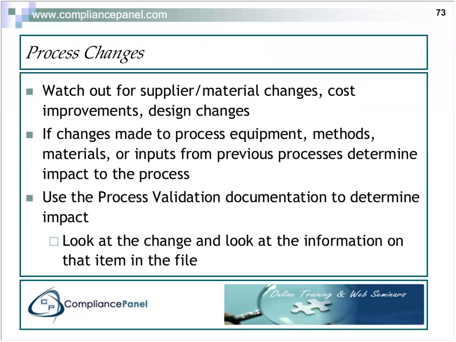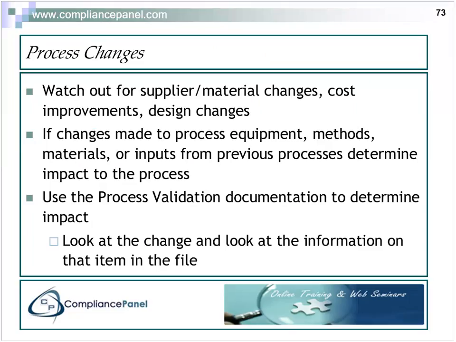Okay, so process changes. Watch out for supplier and material changes. Boy, these things can come and bite you. You don't know they happen, and all of a sudden the process goes out of spec and you don't know why. Cost improvements is always a source of concern. People are trying to reduce costs, and sometimes they take out the controls that are in the process to keep it producing consistently good product. Design changes of the product itself. Certainly we may have to make a process change as a result of that design change.